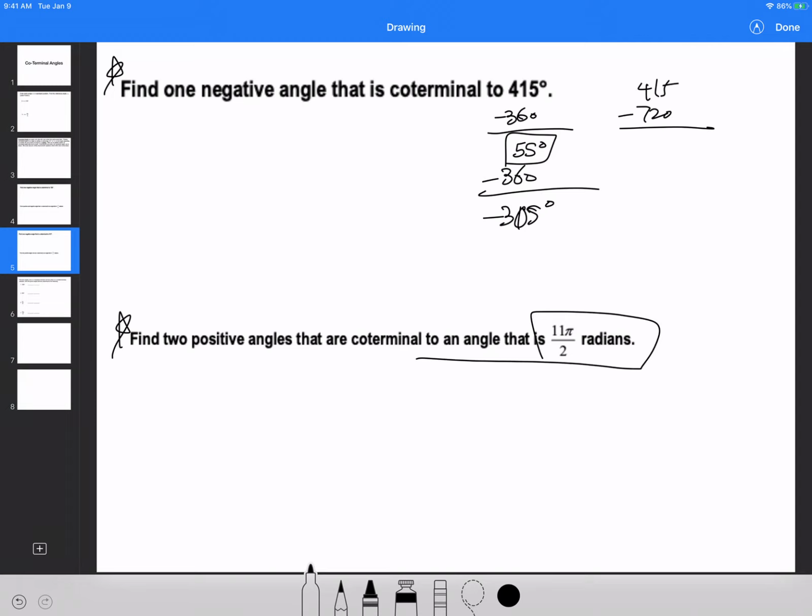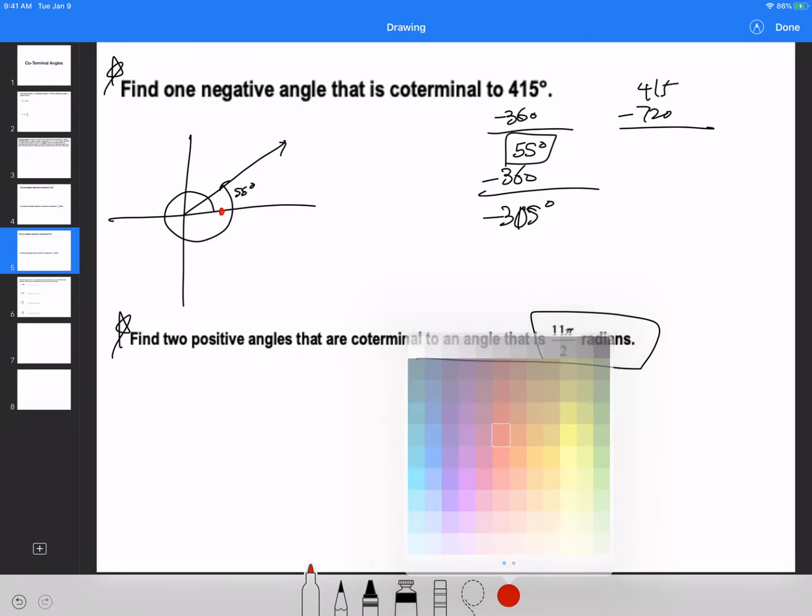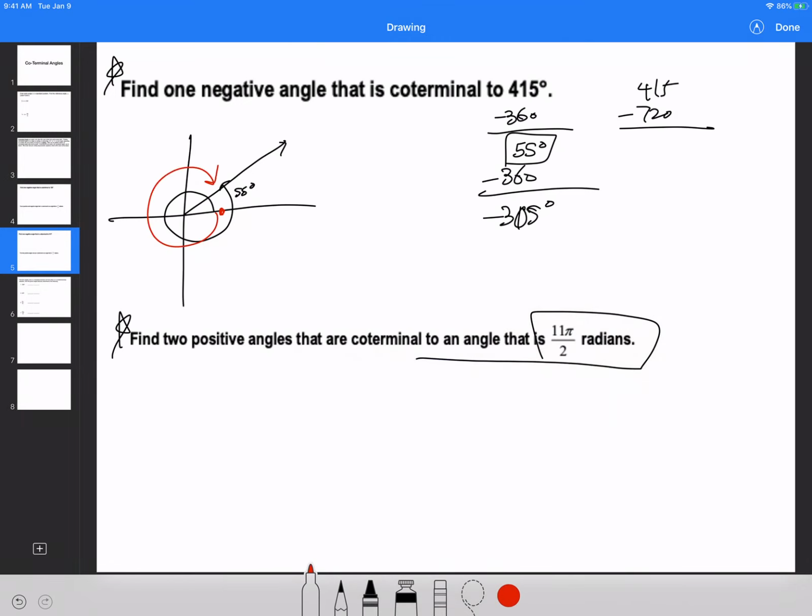Oh, by the way, when I'm drawing this, 415 degrees is about this much, where you're adding 55 degrees to 360. But if I'm trying to look for one that's negative, that means I have to go in the opposite direction, this much. And so that is 360 minus 55, which gives you 305 degrees. But you've got to make sure that it's in the clockwise direction, so it's negative 305 degrees.